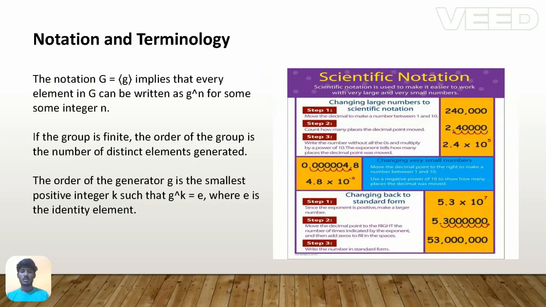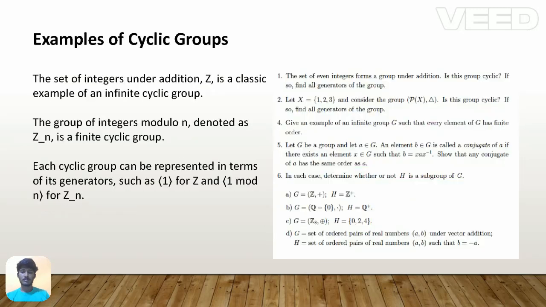Notation and terminology. The notation G equals ⟨g⟩ implies that every element in G can be written as g to the power n for some integer n. If the group is finite, the order of the group is the number of distinct elements generated. The order of the generator g is the smallest positive integer k such that g to the power k is equal to e, where e is the identity element.